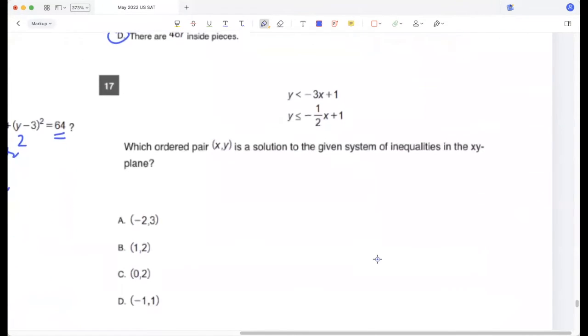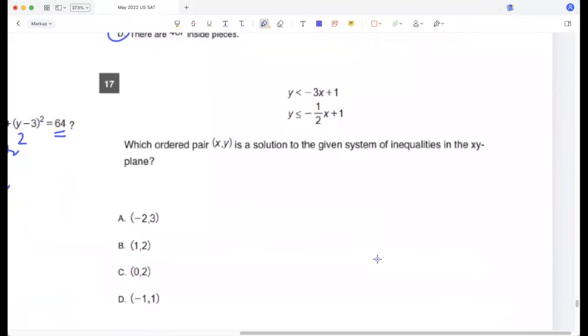Which ordered pair is a solution to the given system of inequalities? Okay, so let's start with x equal to -2. From the first one, y should be less than 7, which is true. And for the second one, y should be less than or equal to 2, which is not true, right? So the first one is out.